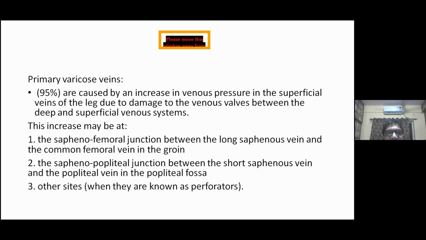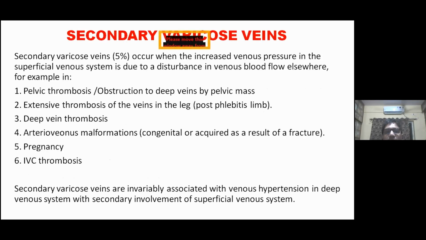Ninety-five percent of primary varicose veins are caused by an increase in venous pressure in the superficial veins of the leg due to damage to the venous valves between the deep and superficial venous systems. This may be at the saphenofemoral junction between the long saphenous vein and the common femoral vein in the groin, the saphenopopliteal junction between the short saphenous vein and the popliteal vein in the popliteal fossa, and other sites in perforators. Now, what are secondary varicose veins?